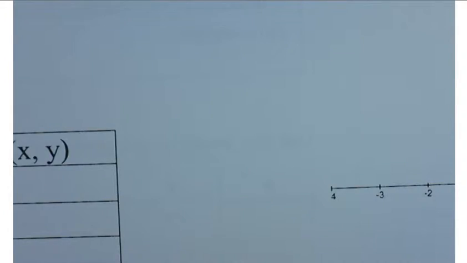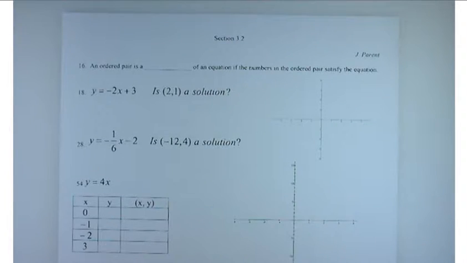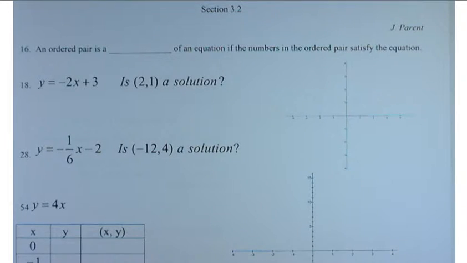On the back of your handout, you'll see where we're going in the next section, section 3.2. We're going to continue working with equations and points. And in particular, what we're headed to is working with the graphs of equations. But first, it's going to require we understand what the graphs kind of represent. So let me answer question 16 for you first.